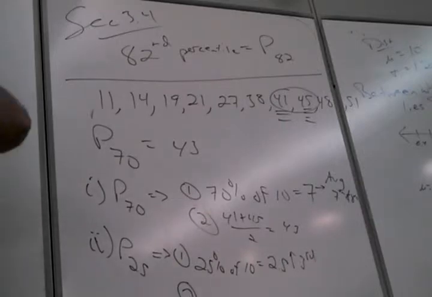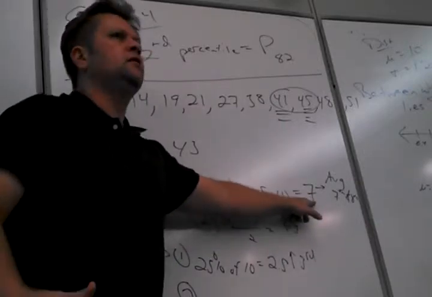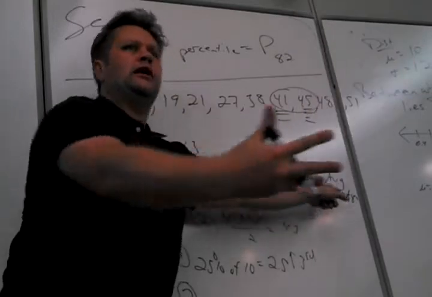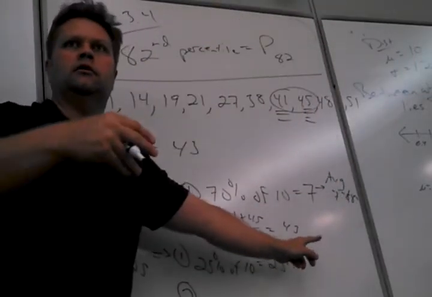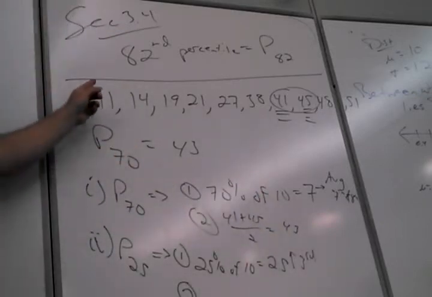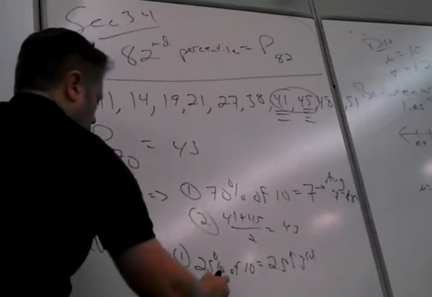The reason I make a big deal of that is I always have somebody tell me the answer is 7. No, you got to go get the answer, right? Somebody tells me the answer is 2.5. No, you got to go get the third number. The third number is 19. So P25 would be 19.